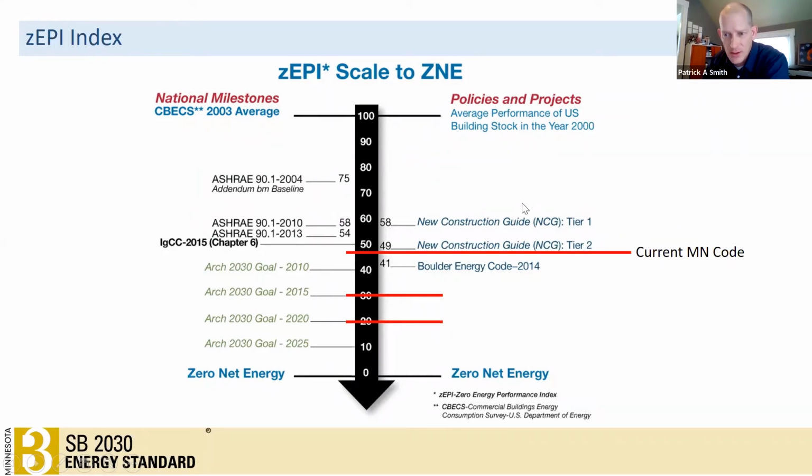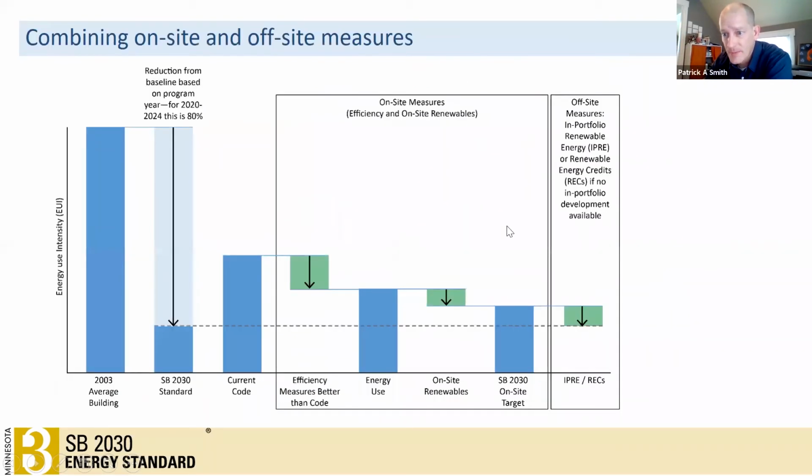So how this looks when you look at what efficiency measures are brought to bear and what renewable energy measures are brought to bear, there's several different essentially buckets that project teams would need to pursue. So if you have here your 2003 average building, this is our base case. We're now at an 80% reduction from that. Current code sits at about a 50% reduction from that 2003 baseline. Efficiency measures above code would take you down some of the way, but depending on your building, might not take you all the way to the 2030 target.